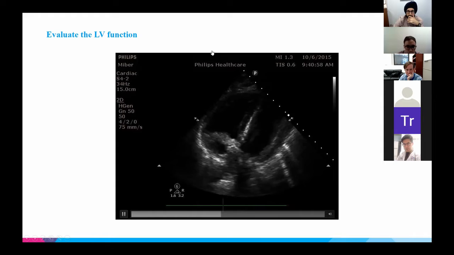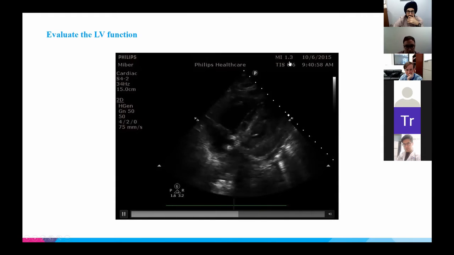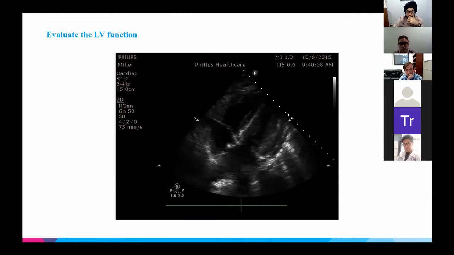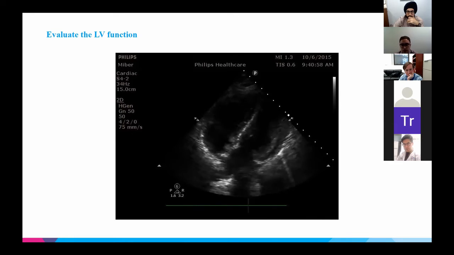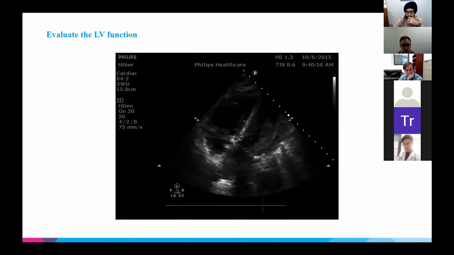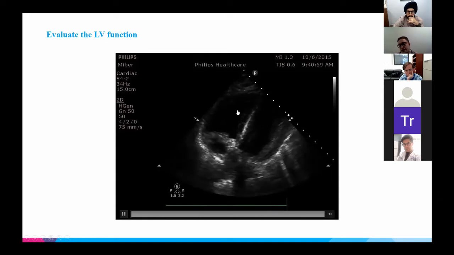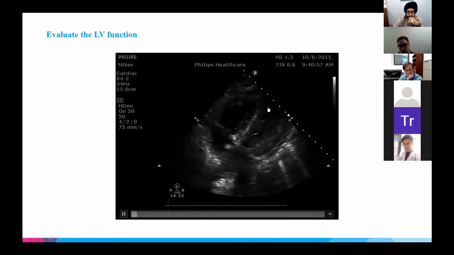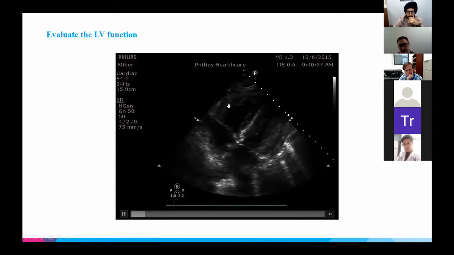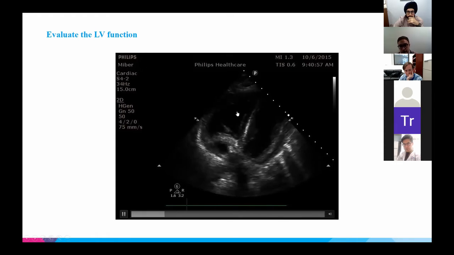And I guess, obviously this lecture is about LV function. Is there anything else that's piquing your interest or maybe thinking something's abnormal? Yeah. So, the RV, right? In a typical right ventricle, it should be less than 2/3 the size of the left ventricle. And in this view, I agree. I think it's at least the same size, if not bigger. So I'd definitely be concerned for RV dilation.